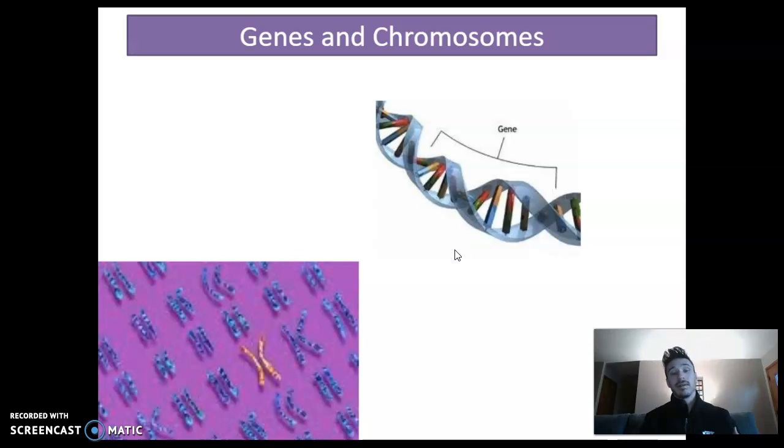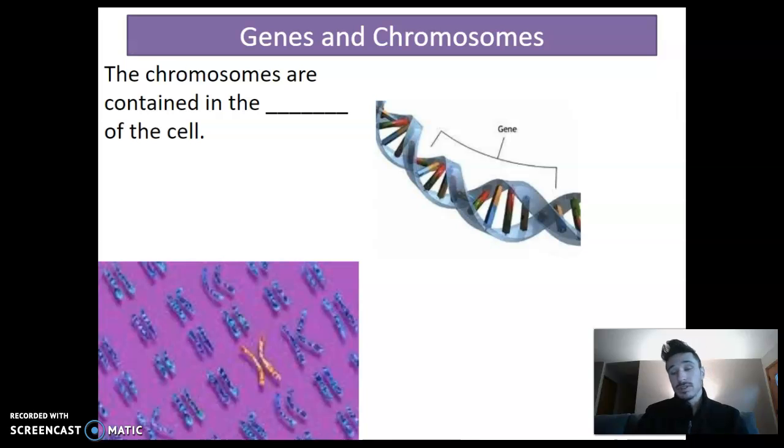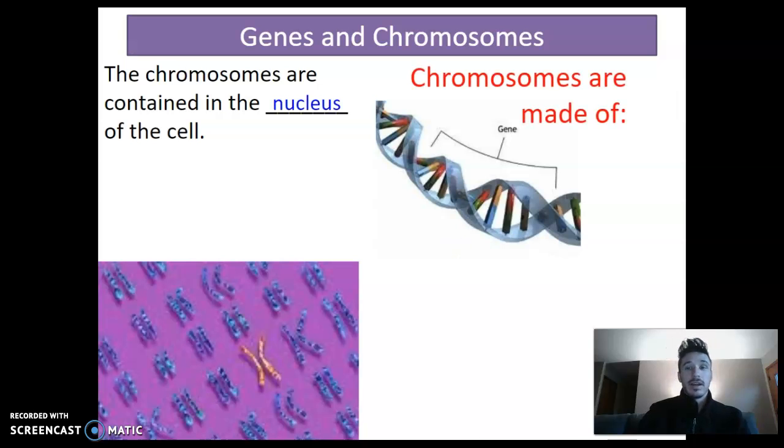Now let's talk about DNA first, right? Where all these changes actually happen that manifest in these physical forms that we can see. So we know that chromosomes are contained inside what organelle in the cell? Yeah, the nucleus. And we know that chromosomes are made of DNA, right? Chromosomes are bundles of proteins and DNA all mixed together.